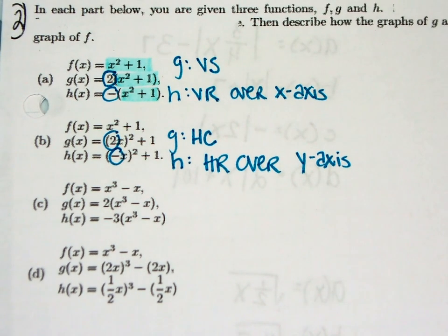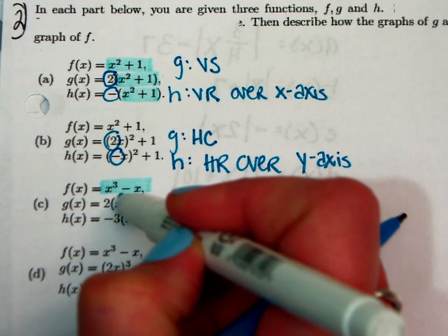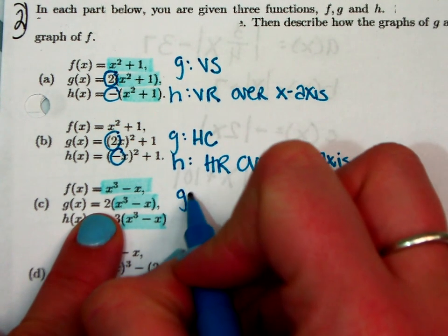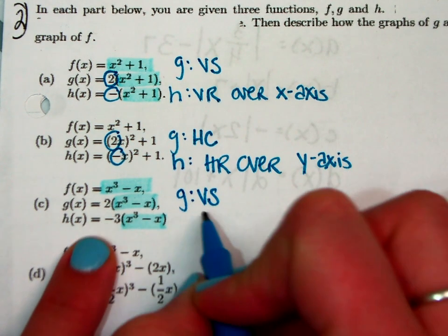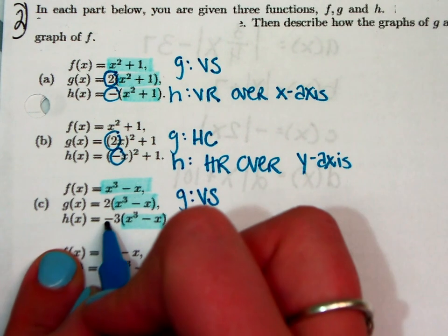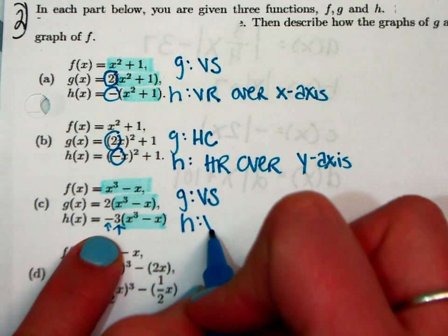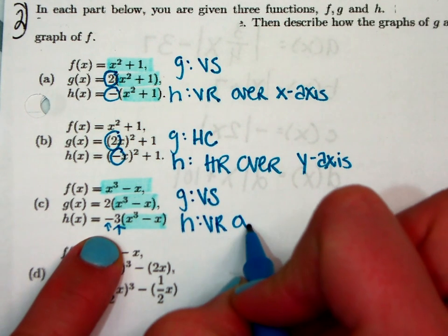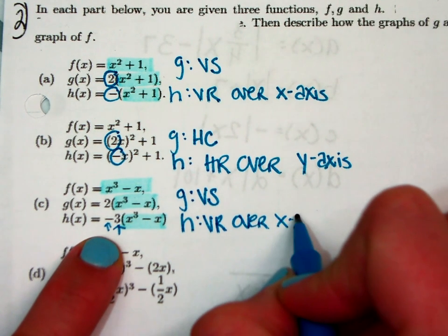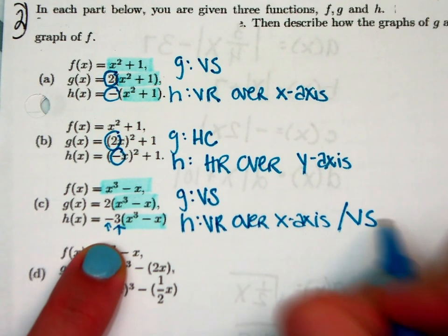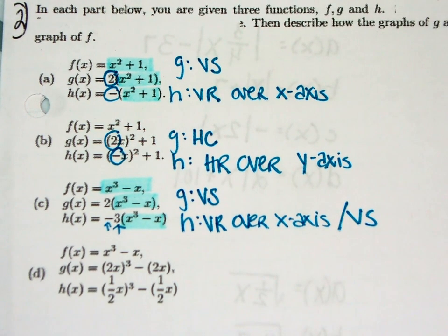All right, on the next one, again, we see our parent function. It is nice and intact in these problems, which means that lots of things are happening in the vertical. 2 is greater than 1, so that is a vertical stretch. On H, notice how 2 things are happening. We have a negative and we have a 3. So the negative is a vertical reflection over the x-axis. And then the 3 is just like the 2. It's a vertical stretch. So 2 things are happening, vertical reflection and vertical stretch.